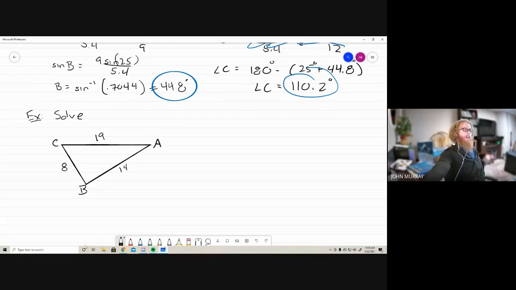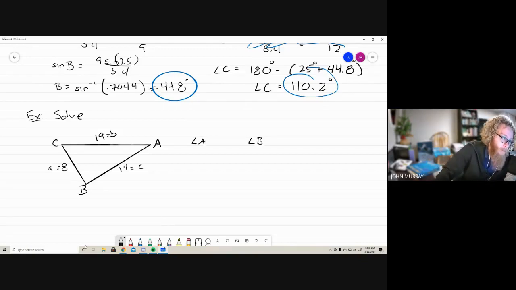All right, so here we're given 3 sides. I have side A is 8, side B is 19, and side C is 14. And I want to solve the triangle. Any of them are up to you. We're looking for all 3 angles, so it doesn't really matter which one we start with. I'm going to start with A just because alphabetical order.